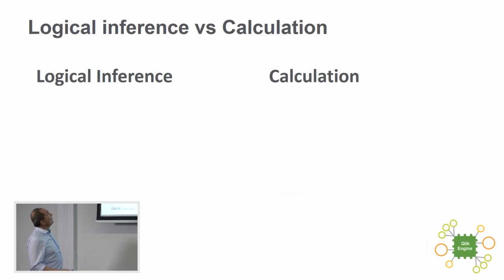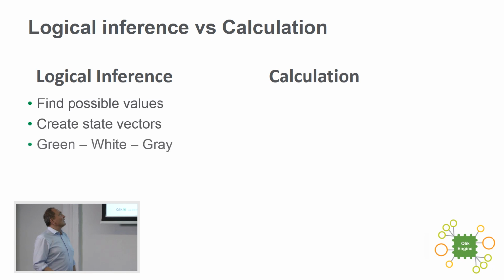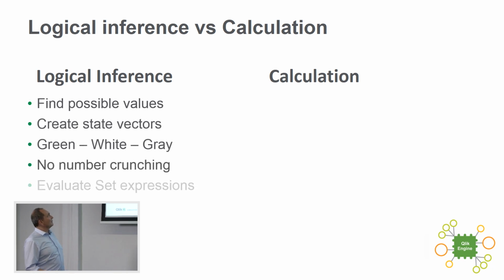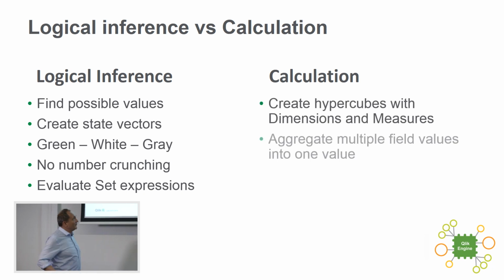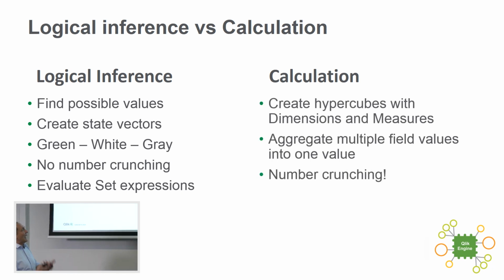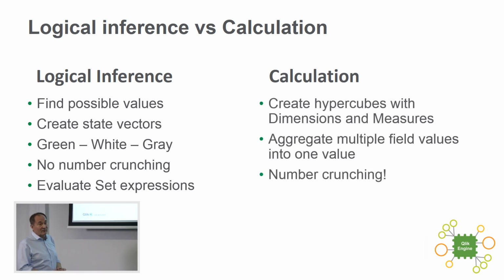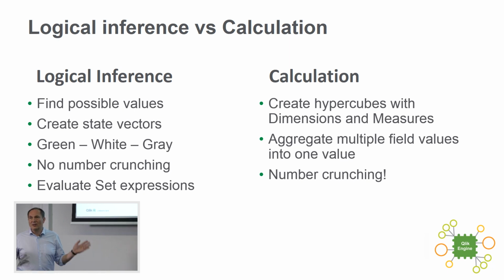So, summary when you compare logical inference and calculations. First of all, the logical inference is about finding possible values. It's about creating the state vectors. It's about coloring everything green, white, gray. And there's no number crunching in the logical inference. In addition, it also evaluates the set expressions. A set expression is like a selection. Whereas calculations create hypercubes with dimensions and measures, aggregate multiple field values into one value, and lots and lots and lots of number crunching.